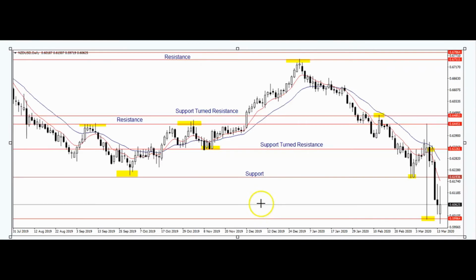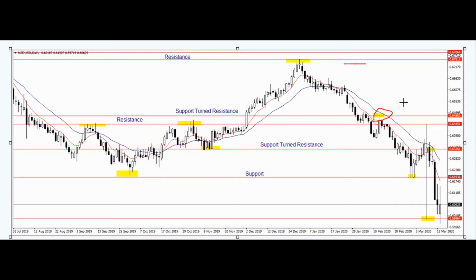Okay, cheers, guys. Here we have the New Zealand dollar, US dollar, very similar to the Aussie US dollar. Obviously, a very bearish bias on this pair. We have resistance up here at 67515, long-term resistance. We have support, turn resistance here at 64853 or thereabouts. Remembering these are areas only, guys, not to the pip.